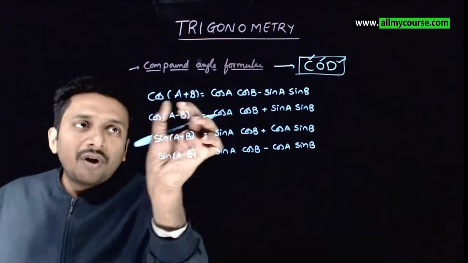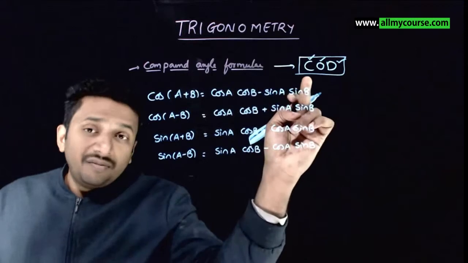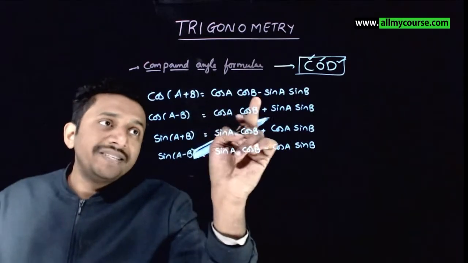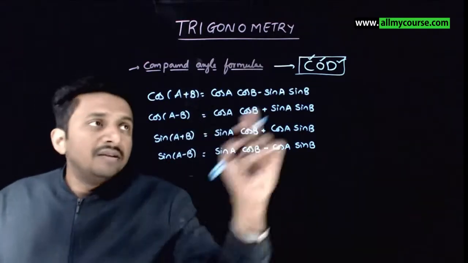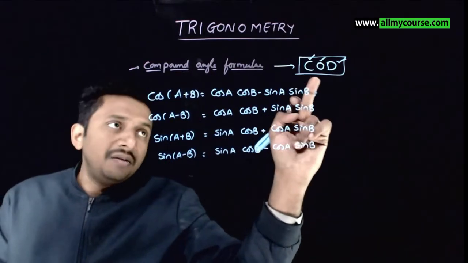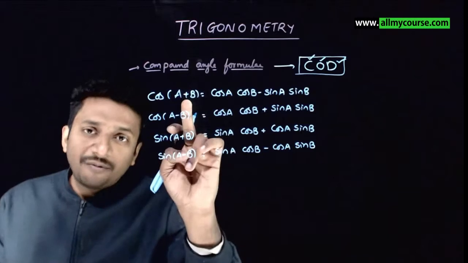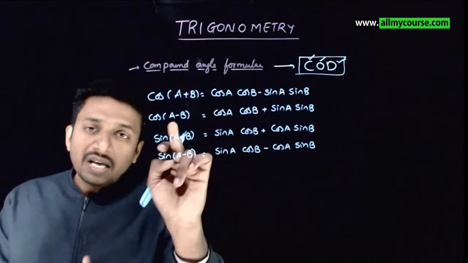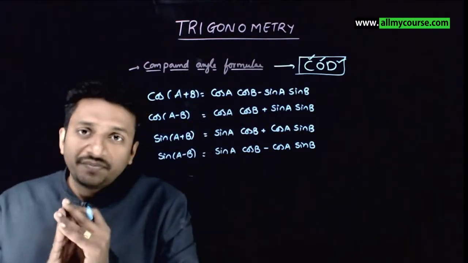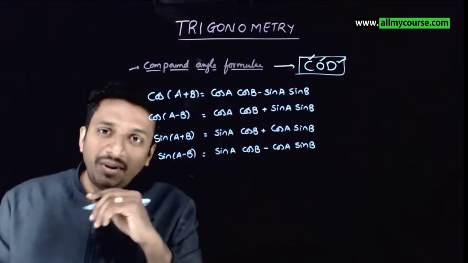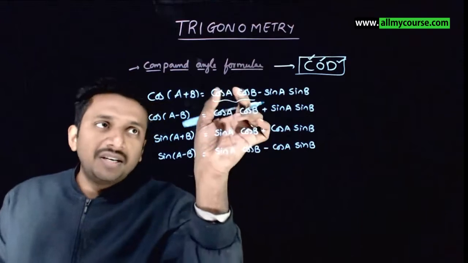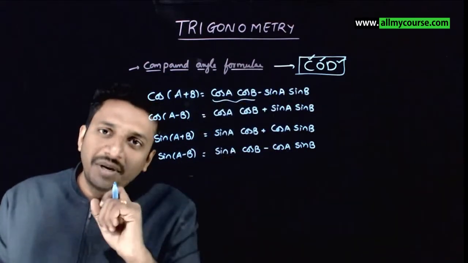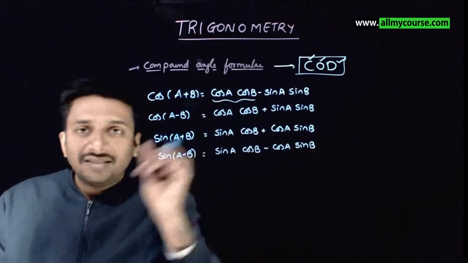That means if you have cos of A plus B, with respect to cos, you have the opposite sign here. If you have plus here, you have minus here, minus becomes plus. So regarding cos formulas, you have opposite sign. That is, if you have plus inside, you have a minus outside. If you have a minus inside, you have a plus outside. And D means double. So whenever you have cos, you get double trigonometric ratios. That is cos combined and sin combined.